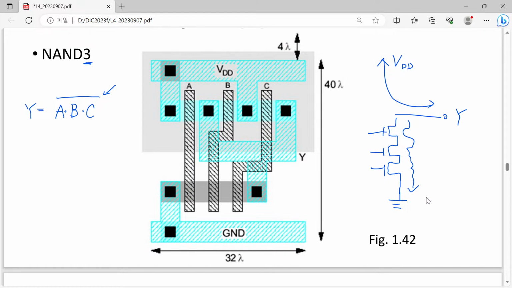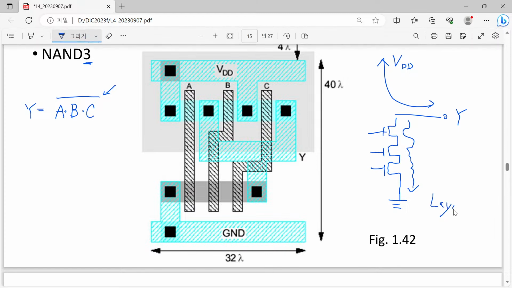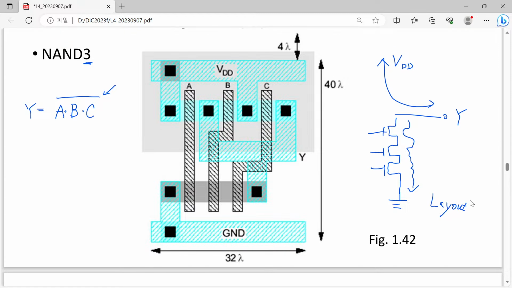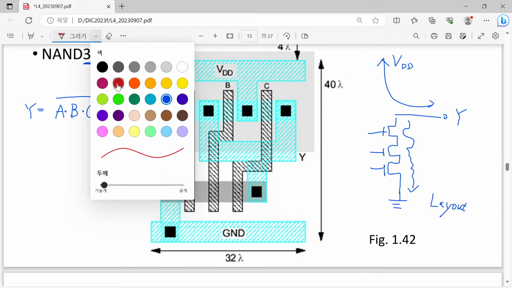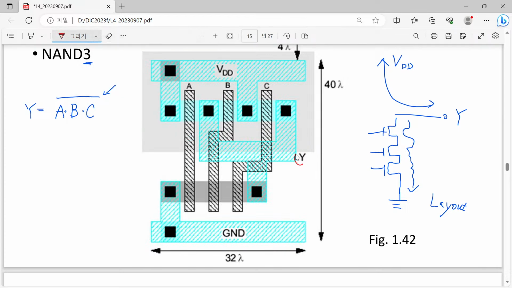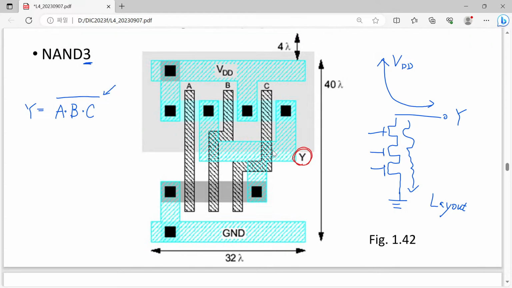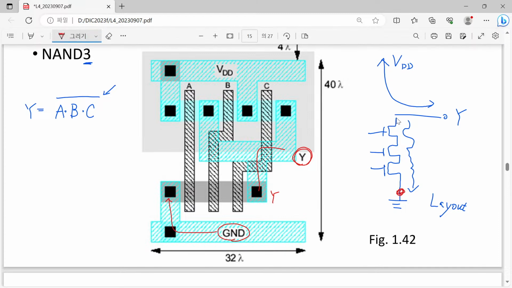So if we convert it to our layout, we now expect that our transistors are serially connected. Then please try to find it. In this layout, where can you find your Y? Oh, here you have Y, and this is all Y, and you can see that this part is still Y. And where can you find your ground? Okay, this is ground, and this is also ground. Now we are talking about this point and that point.